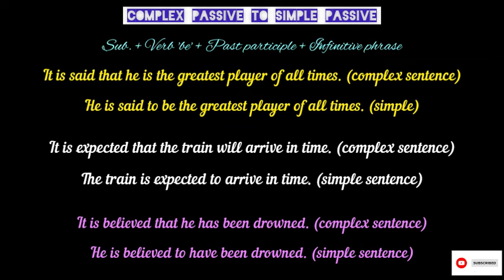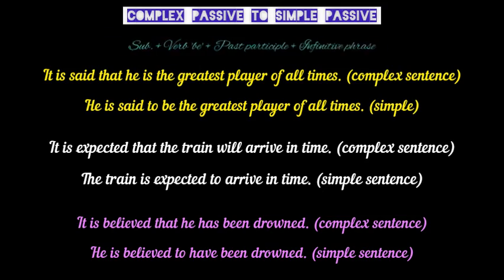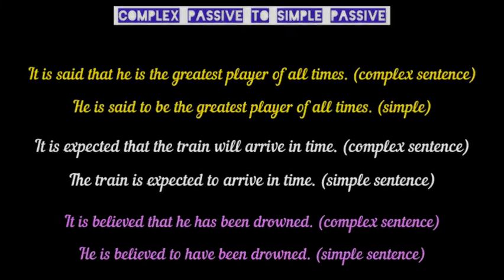In the next example, we have a complex sentence in which both the clauses are in the passive voice. It is believed that he has been drowned. To turn this into a simple sentence, we have to follow the same rules as before. Additionally, the infinitive phrase will also be in the passive voice in this case. He is believed to have been drowned.